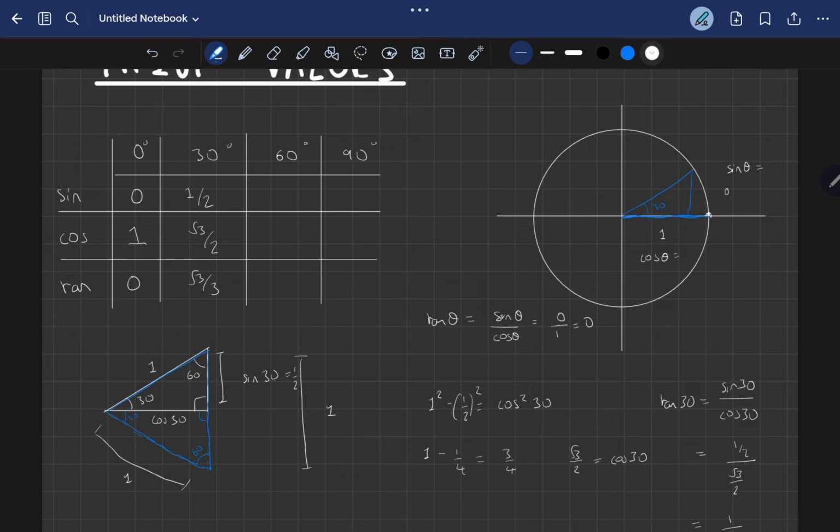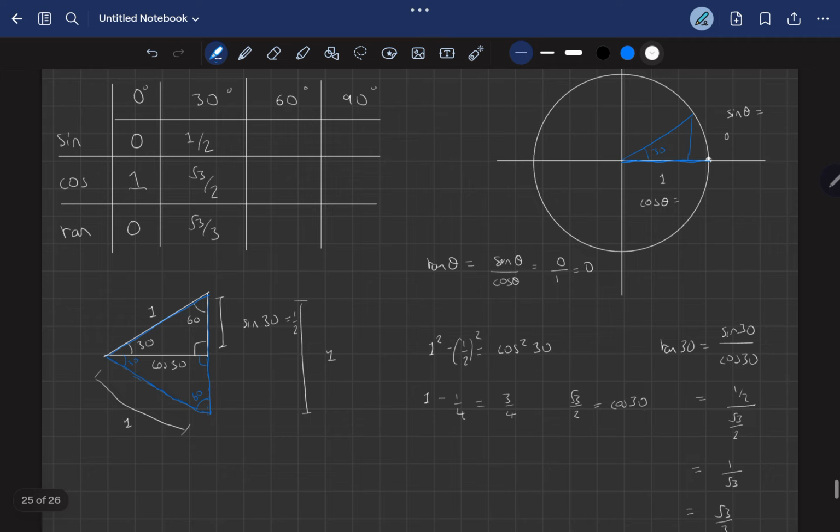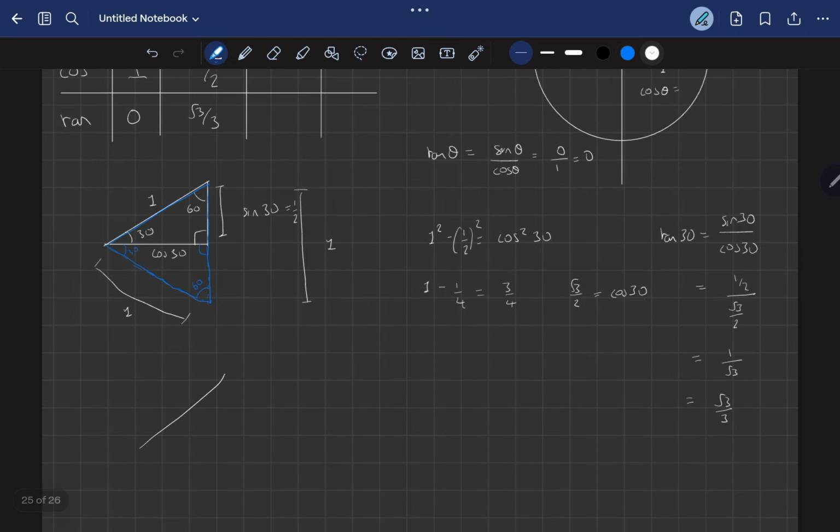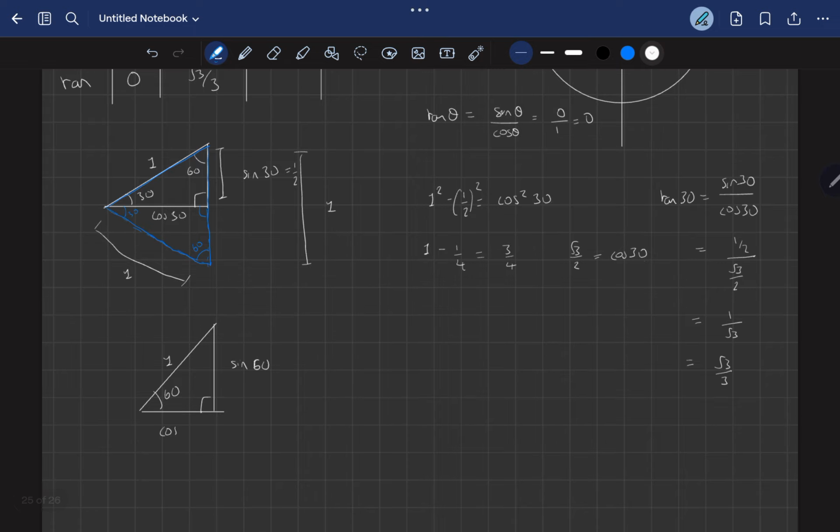Okay. Now let's move on to 60. And 60 would be about there. I'm going to repeat the same thing. This is 1. This is 60. Now remember, the opposite represents sine 60, and the adjacent represents cos 60. Now I'm going to remove sine 60 for now, because we're going to start off with cos 60.